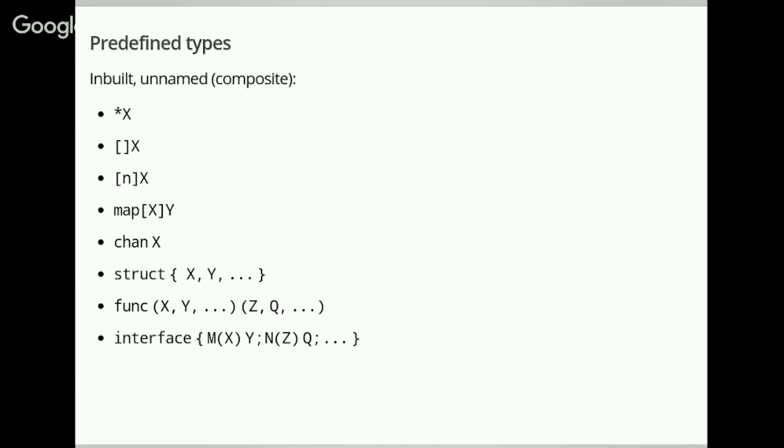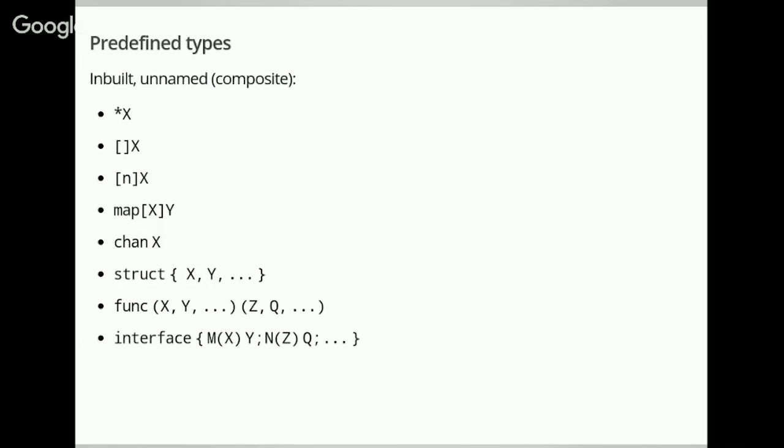Then you have the slice of X, which is like an array, but it has no defined length. It can grow. That's the second definition you can see there. The third one is an array, an actual array, which has a fixed length. It doesn't grow. It's just exactly what it is. A map is a hash table. It's built into the language, so you don't have to worry about implementing your own, although you can if you need one.